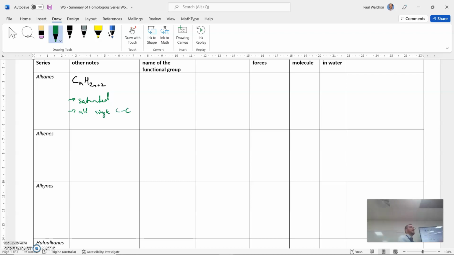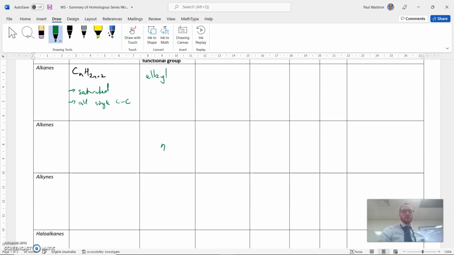Name of the functional group. If I've got anything that's just a hydrocarbon, we refer to it as alkyl. So it's going to be the same for alkyl.